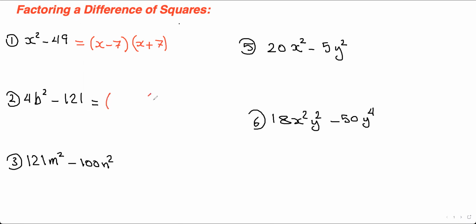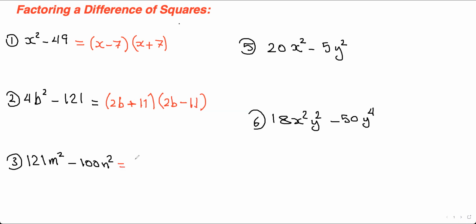So let's do this one here. As I said, one plus and one minus in the middle of the two brackets. Now, the square root of 4b squared: the square root of 4 and the square root of b squared. The square root of 4 is 2, and the square root of b squared is b. They are together, so they stay together. So 2b here and 2b here. Then the square root of 121 is 11. You put 11 here and 11 there.